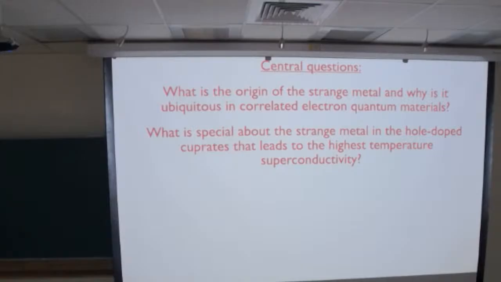Okay, so the strange metal I should also mention is ubiquitous in other materials. I've already mentioned graphene, and I'll show you a few other materials. Basically, every correlated electron superconductor has a strange metal associated with it. But even though it's ubiquitous and universal, there must be something different about the cuprates because they are the champions in high Tc. So you need some theory which is kind of universal, but also makes some allowances for the fact that something is different in the cuprates. And that's what I'm going to propose.